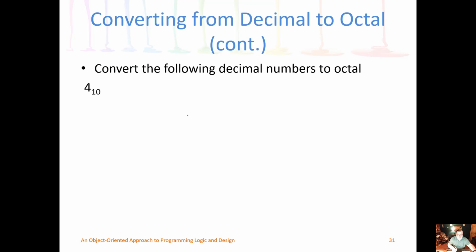Convert the following decimal number to octal. Okay, so we have 4 in the decimal numbering system. 4 in the decimal numbering system, as you saw, was 4 in the octal numbering system. So now we have 17. We know 8 to the 0 is 1, 8 to the 1 is 8, 8 squared is 64, and 8 cubed is 512. We'll stop there.